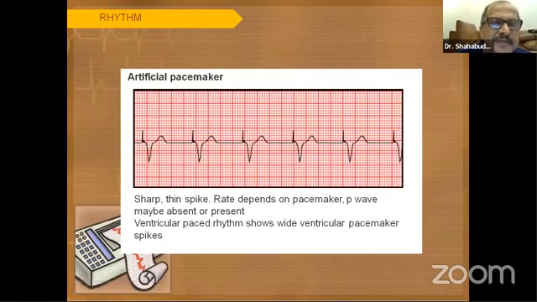This is a pacemaker ECG. This is an actual artificial pacemaker. Here this is the spike, and this is the QRS complex. It comes before the ventricular complex, so this is a ventricular pacing ECG.